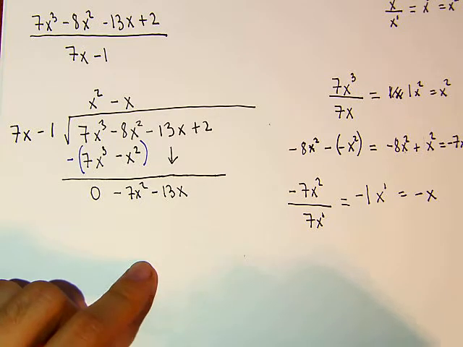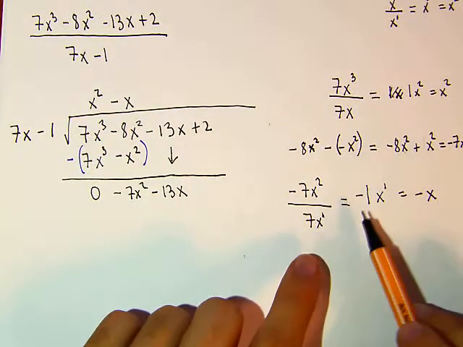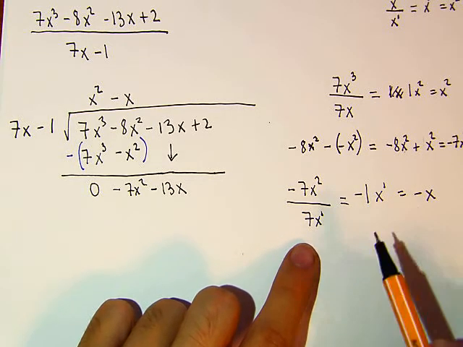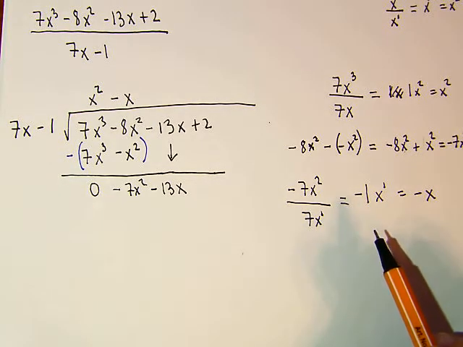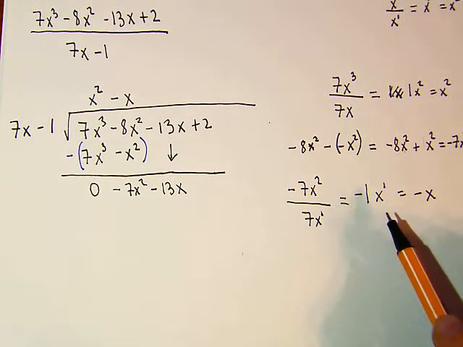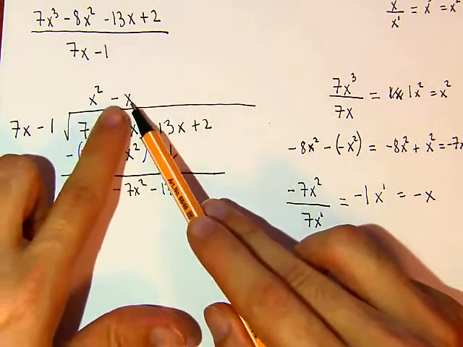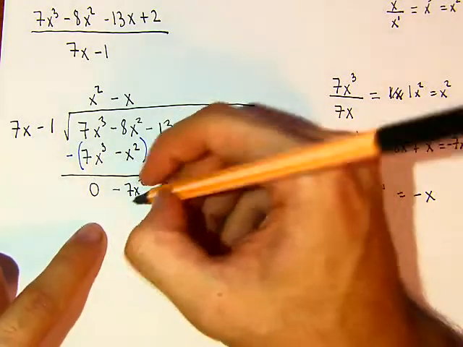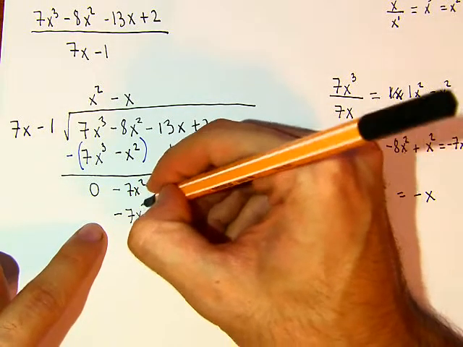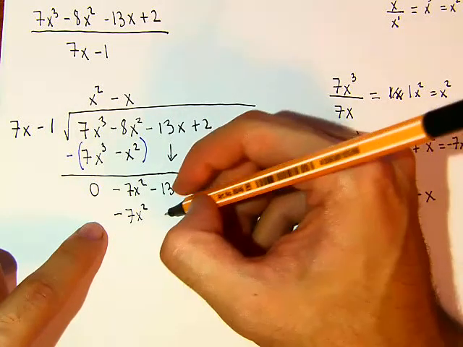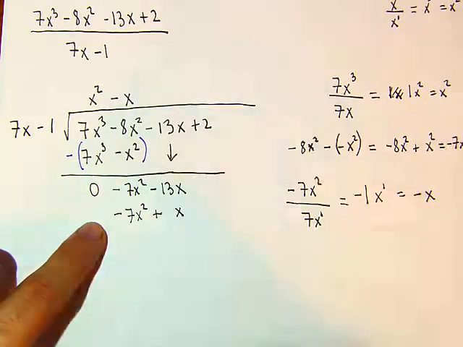Okay. Now, pause the video if you want and raise your hand, and if this feels a little weird, just pause the video, raise your hand, and I'll come to you. Okay. So here we have negative x. Now negative x times 7x is negative 7x squared. Negative x times negative 1 is positive x.